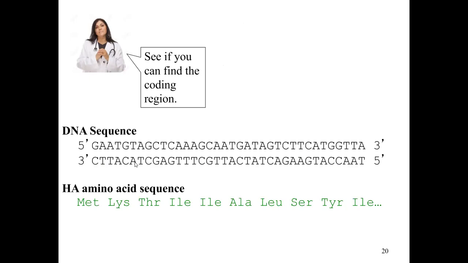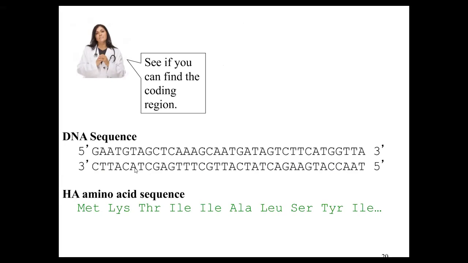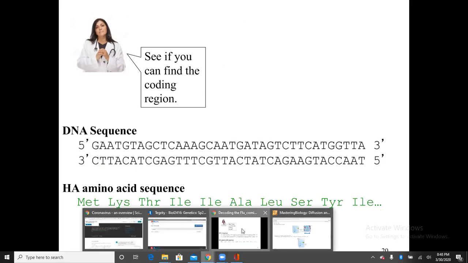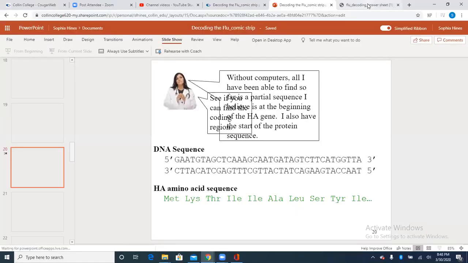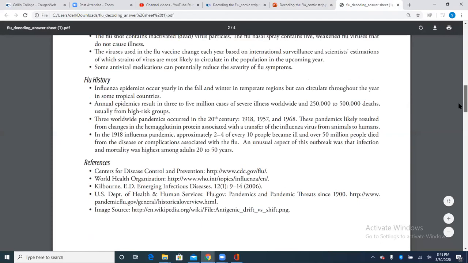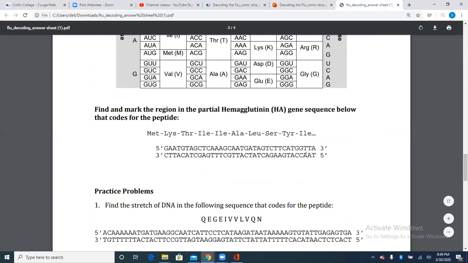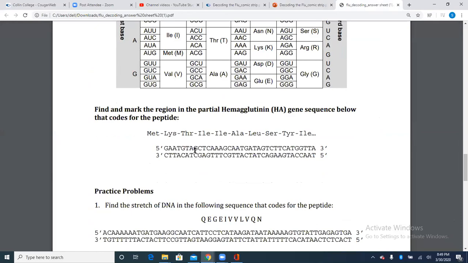Now, I do believe if we bounce back over here onto the flu fact sheet, you have this information right here. This is the amino acid sequence that is given in the PowerPoint, and this is our first stretch of DNA. I want you to find the beginning of this coding sequence. In fact, find out where it begins and which direction it's going, because remember, it can be on either strand.